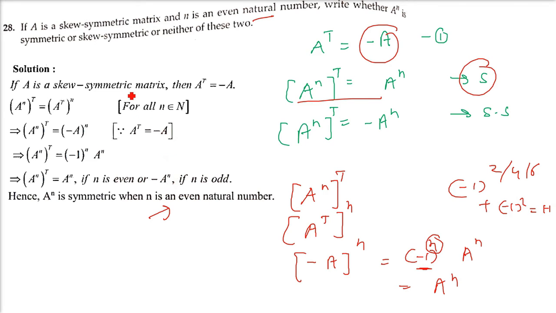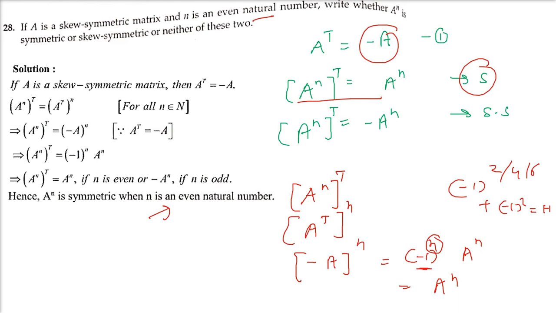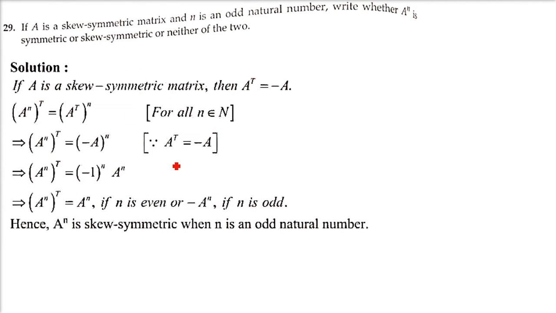When n is an odd natural number, it is going to be skew symmetric because always negative 1 will come. Same thing in this question, as I just told you. This is given as an odd natural number. I told you that if n comes even, it will be a symmetric matrix. But if n is odd, it will give us a negative, so it will be skew symmetric. Same thing you have to do, but the only thing is minus 1 raised n. Because n is odd, it is always negative and it is a skew symmetric matrix.